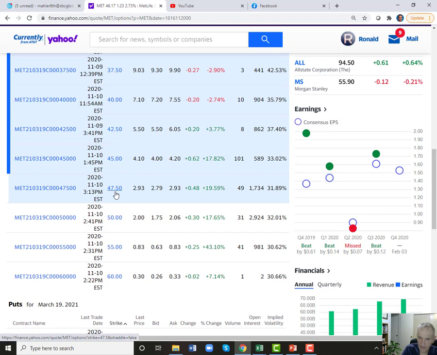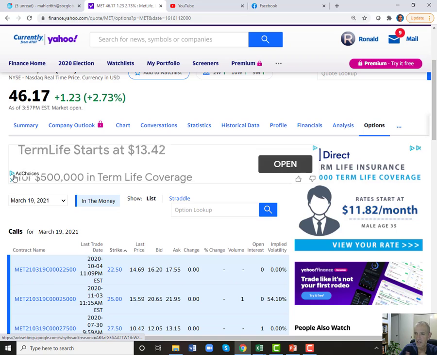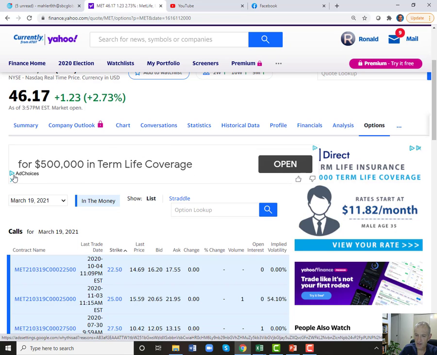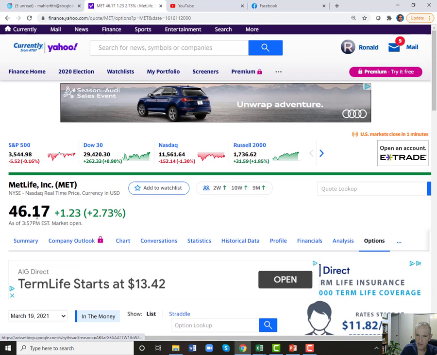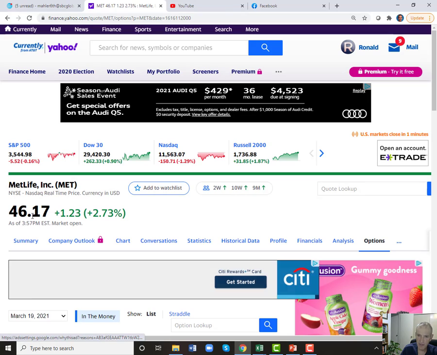We're going to do a call at a strike of 47.50. With a strike of 47.50, it's going to cost me $2.93 to buy this. So if you look at this, the last price was 46.17. This is 47.50. The way a call option works, it gives you the right to buy something at some strike price. So here we're going to have the right to buy MetLife stock for 47.50, but it's currently trading for 46.17. So if the price never changes, we never execute that option. Why would we buy MetLife for 47.50 if we can buy it today at 46.17?